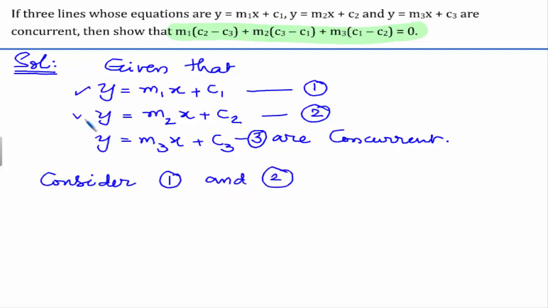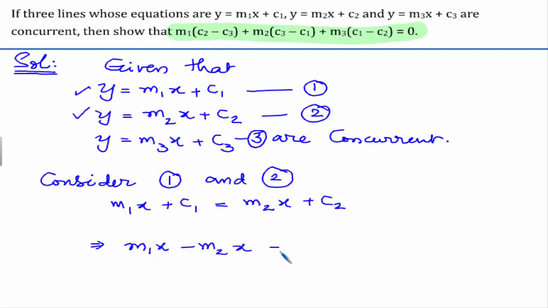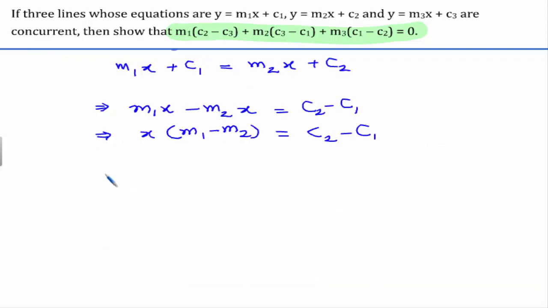Both are equal to y here. So m1x plus c1 is equal to m2x plus c2. That will give us m1x minus m2x is equal to c2 minus c1. So x into m1 minus m2 is equal to c2 minus c1. So x is equal to c2 minus c1 by m1 minus m2.